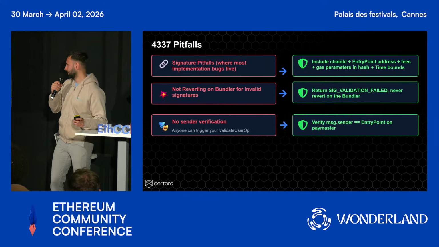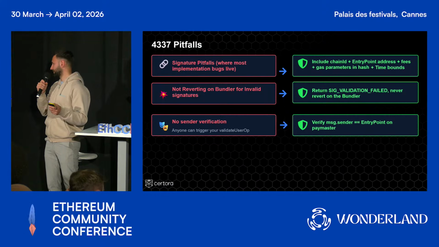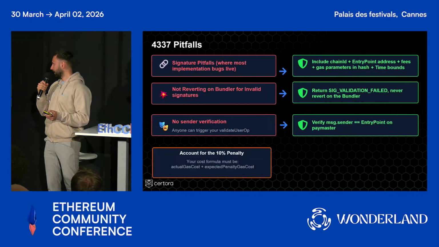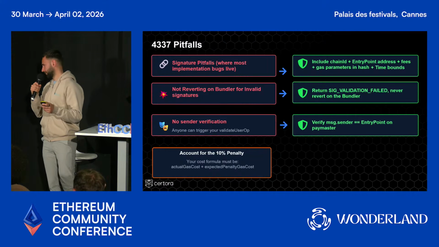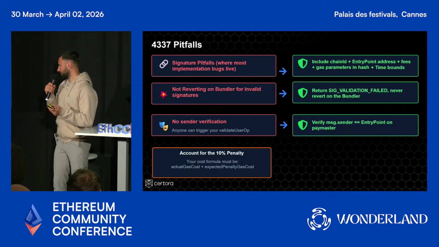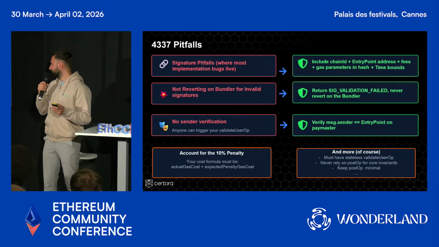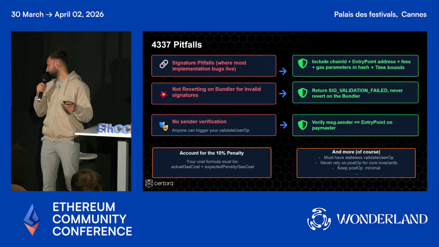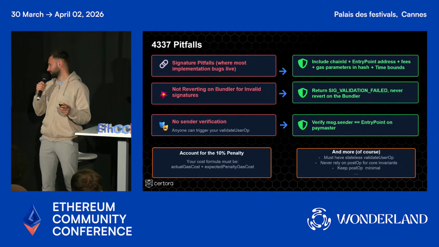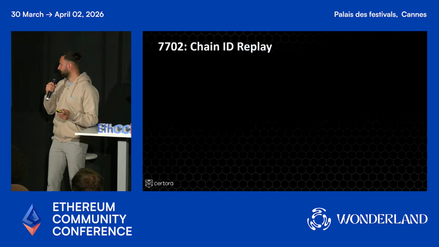Number 3, this one is funny, but the original 4337 missed it. You have to verify that the msg.sender is the entry point on your paymaster, otherwise it's an open door. And finally, you have to account for the 10% penalty as we discussed. There are a lot more. It will be too long to discuss all of them, but you have to keep your validateUserOp as stateless as possible. You must never rely on postOp for core invariants, and keep the postOp as minimal as possible too. We can discuss this later if you want.